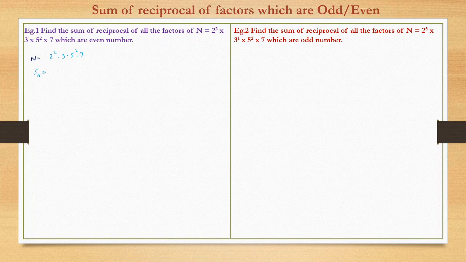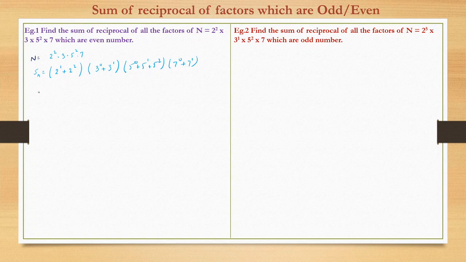number, then Sn we could have written as 2 raised to power 1 plus 2 raised to power 2. We need to have at least one power of 2 because the number has to be even. And 3 can have all the powers from 0 to 1, 5 can have all the powers from 0 to 2, and 7 can have all the powers from 0 and 1. So this would have been the answer.